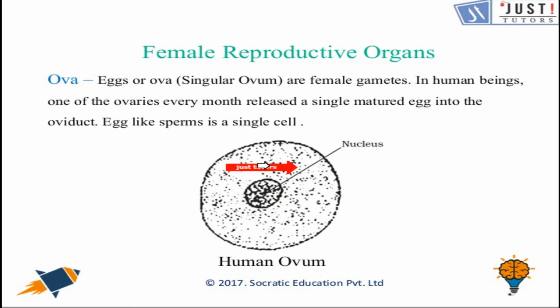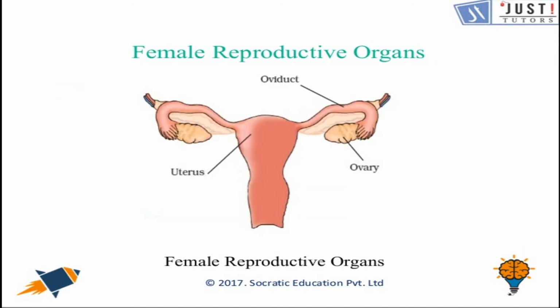And here is the picture of that egg, and we have a nucleus at the center. The next slide has a detailed diagram of the female reproductive organs, which has three important parts: uterus, ovary, and oviduct. Go through all the diagrams carefully so you have a clear idea about male and female reproductive organs.